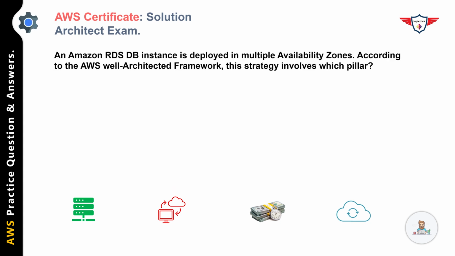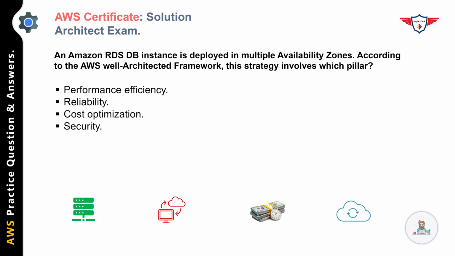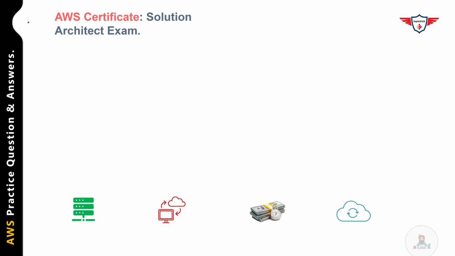An Amazon RDS database instance is deployed in multiple availability zones. According to the AWS Well-Architected Framework, this strategy involves which pillar? And your options are performance efficiency, reliability, cost optimization, and security. The correct answer is reliability. The reliability pillar includes the ability of a workload to perform its intended function correctly and consistently when it is expected to do so. The deployment of Amazon RDS in multiple availability zones supports the goal of reliability because it reduces single points of failure.